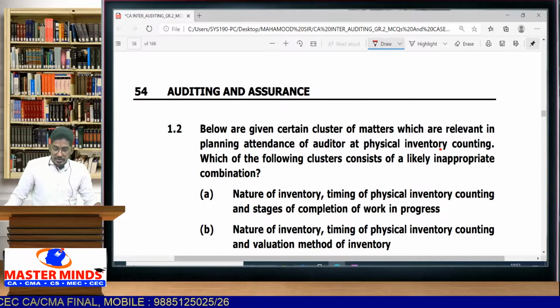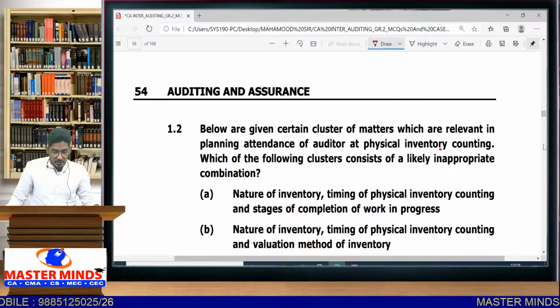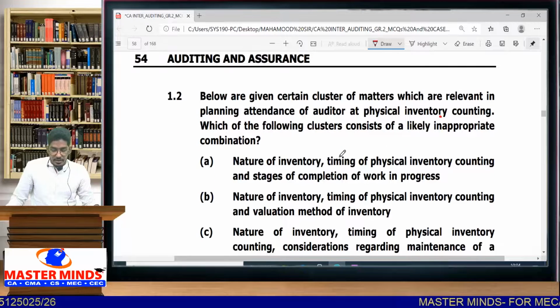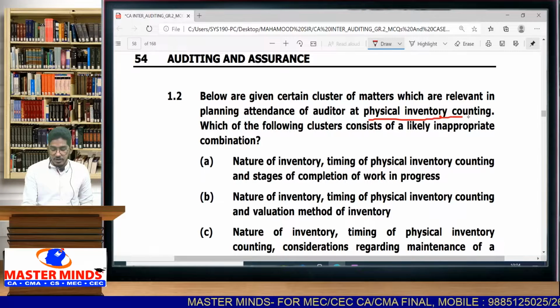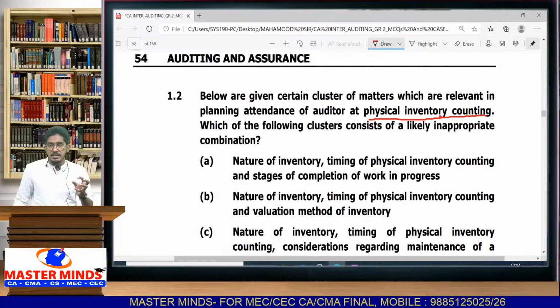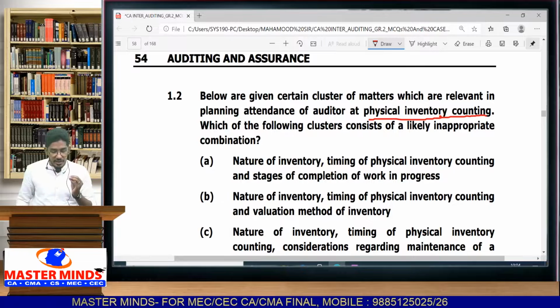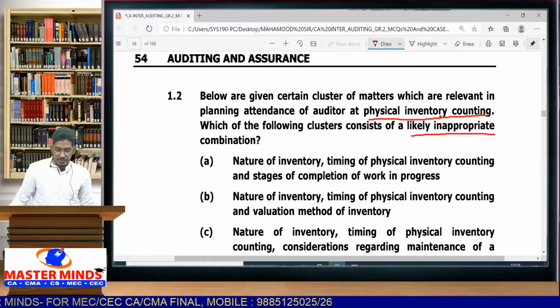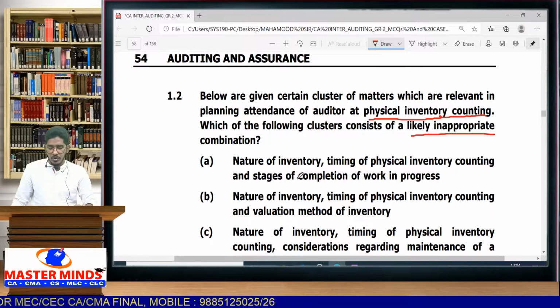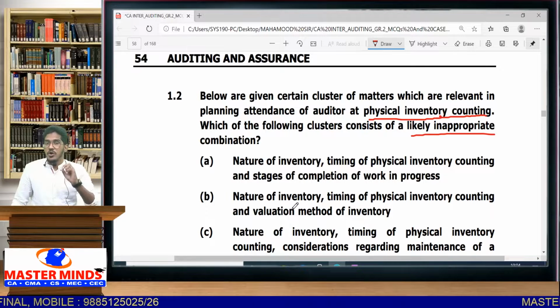Below are certain clusters of matters which are relevant in planning attendance of the auditor at physical inventory counting. Which of the following clusters consists of a likely inappropriate combination? So they are giving some clusters, some groups of items which are related to physical inventory counting. Whenever you attend physical inventory counting, you are required to consider some matters, no? So some group of matters they are giving in each option. One of the options contains some inappropriate combination, some wrong combination.